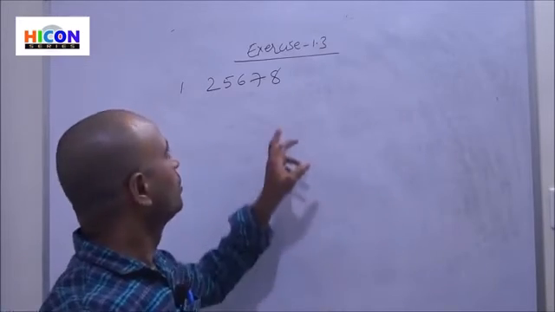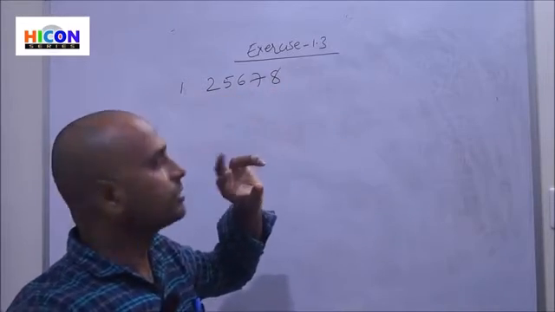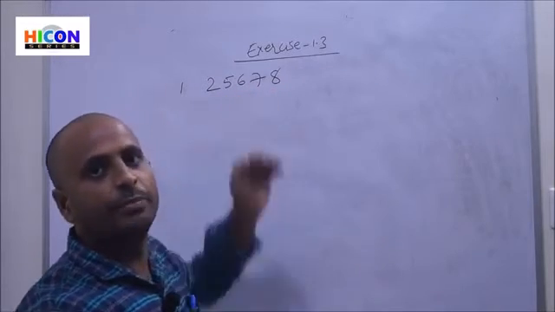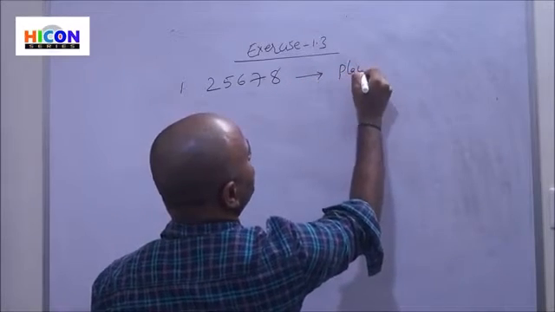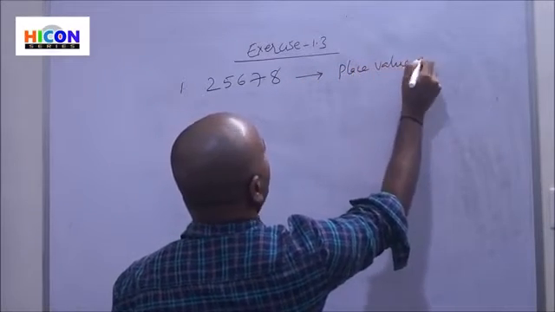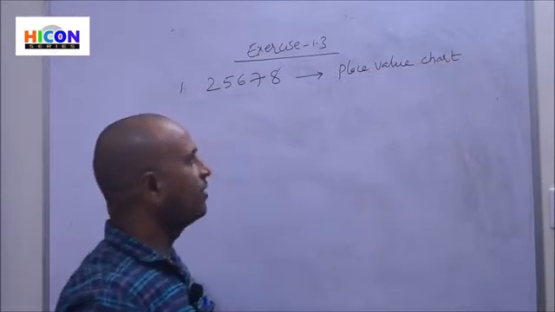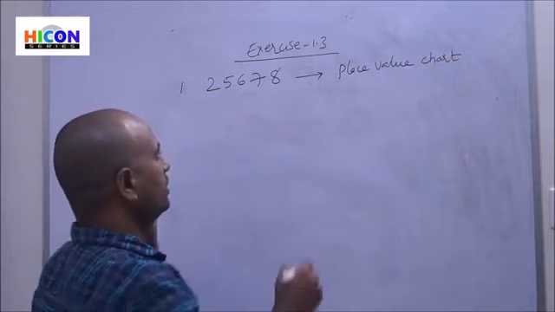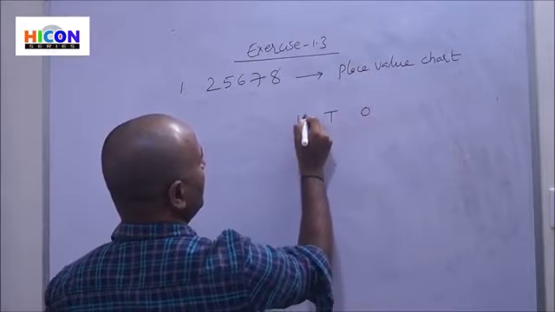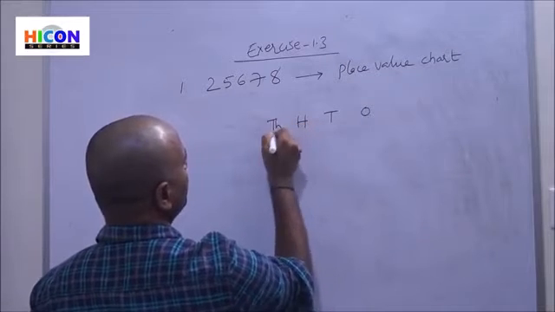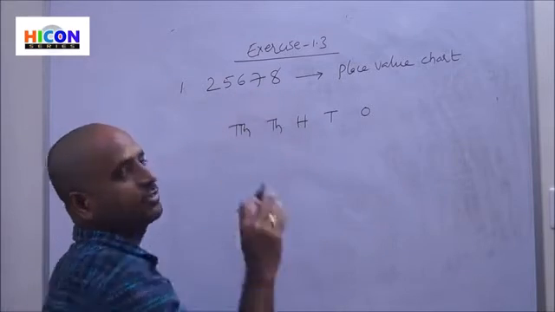Okay children, now go to the exercise part, that is exercise 1.3. The first problem is, write the given number in place value chart. So write this number in the place value chart. So how to write the given number in the place value chart? So first we have to write the place value chart. So that is ones, tens, hundreds, thousands and 10,000s. So here the number contains 5 digits.